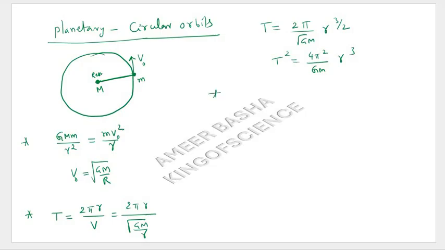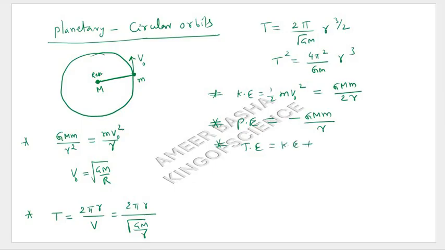Now I need to write the energy. Kinetic energy is half mv square, which comes out to be G capital M small m divided by 2r. Potential energy is minus GMm divided by r. So total energy I can write as the sum of kinetic energy plus potential energy. Obviously, total energy comes out to be minus GMm divided by 2r.